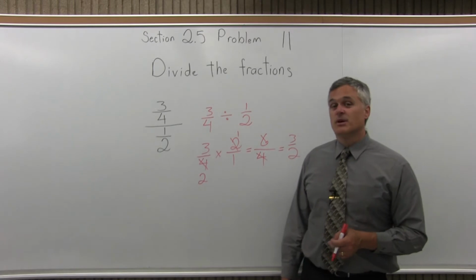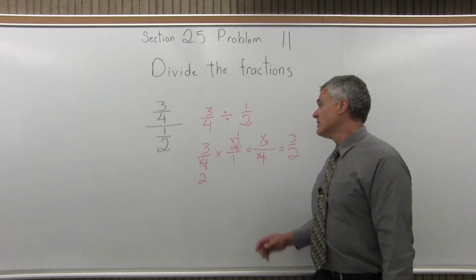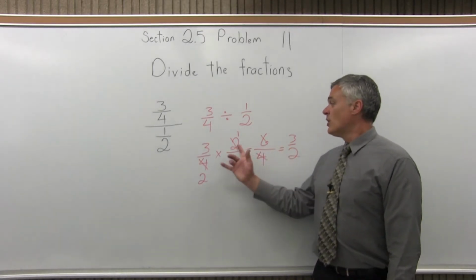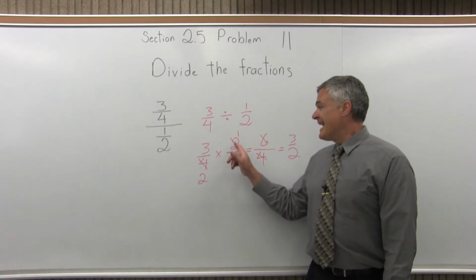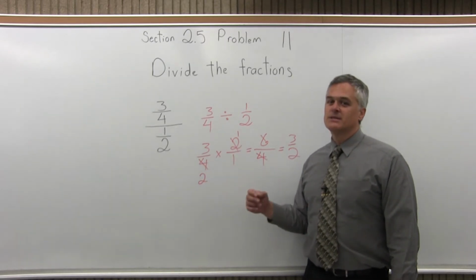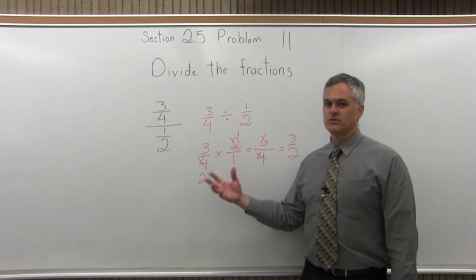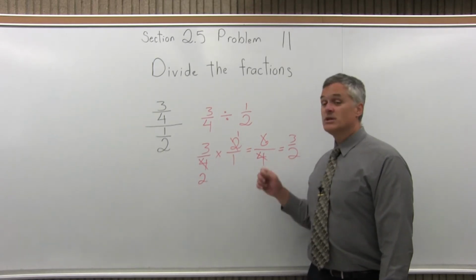In this case, it's about the same amount of work either way, to multiply first, then reduce, or reduce first, then multiply. As these numbers get bigger and bigger, it's easier to reduce first as soon as you can. But you will get the same answer either way.